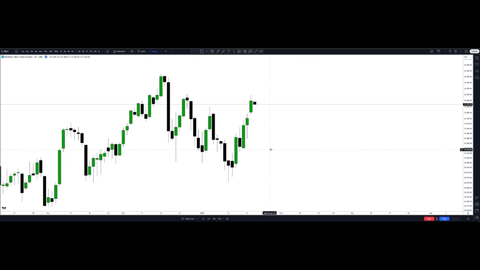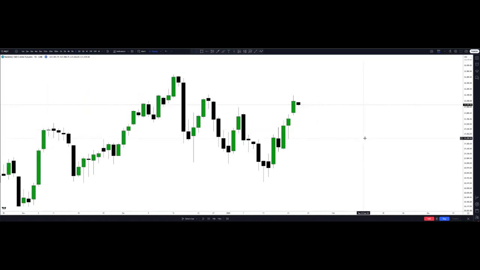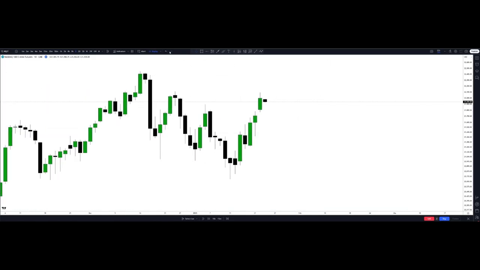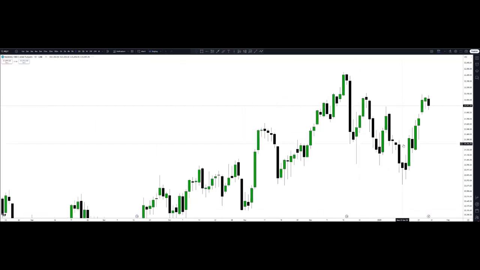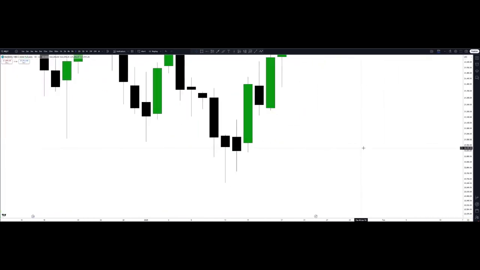What did I talk about in the tweet? So, you know what? Let's take this low right over here. Let's remove the replay. Let's take this low right over here. Zoom into this so I can show you all.